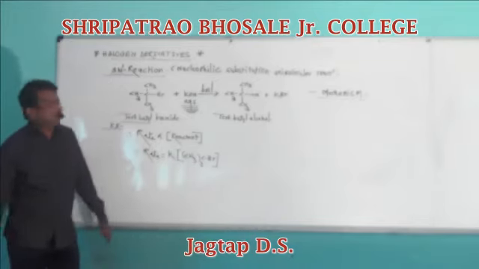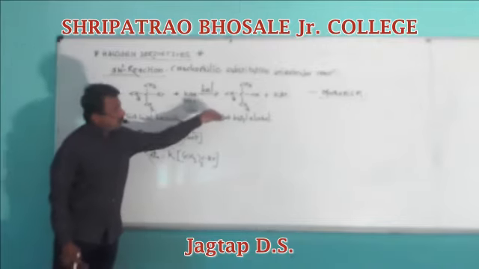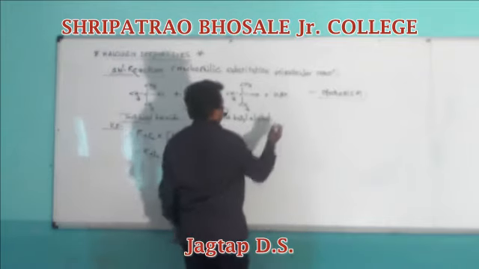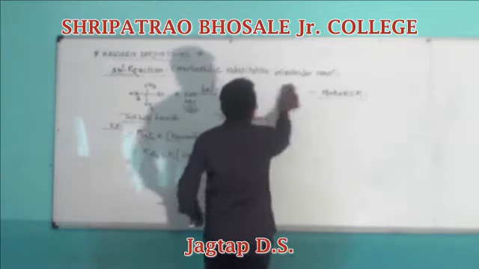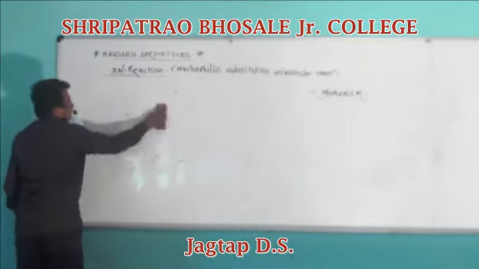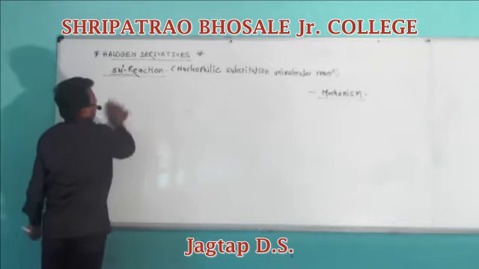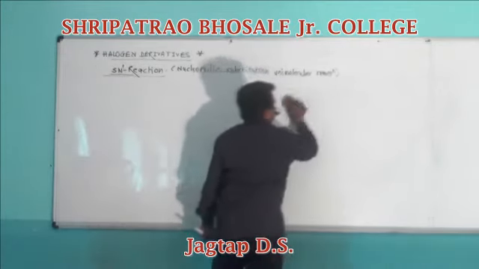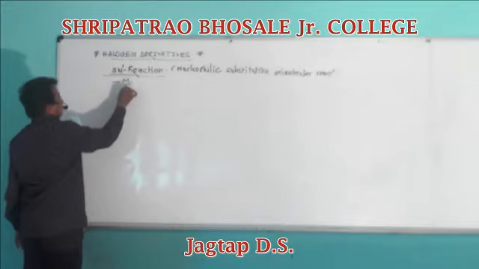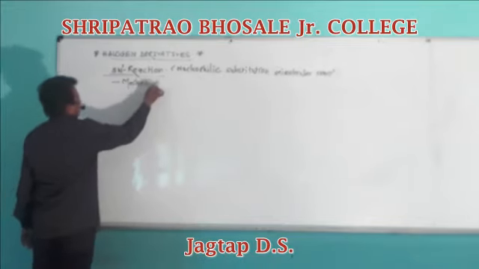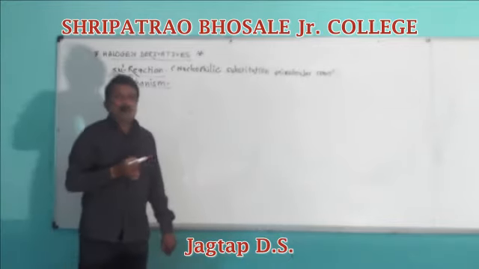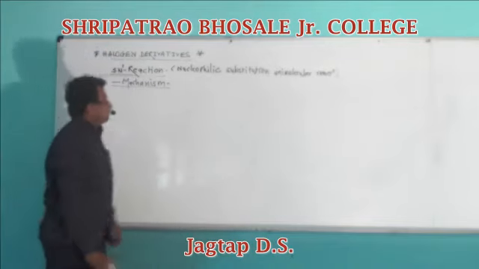Actually, this reaction takes place in two stages. Step by step reaction is nothing but the mechanism. Alkaline hydrolysis of tertiary butyl bromide takes place in two stages.